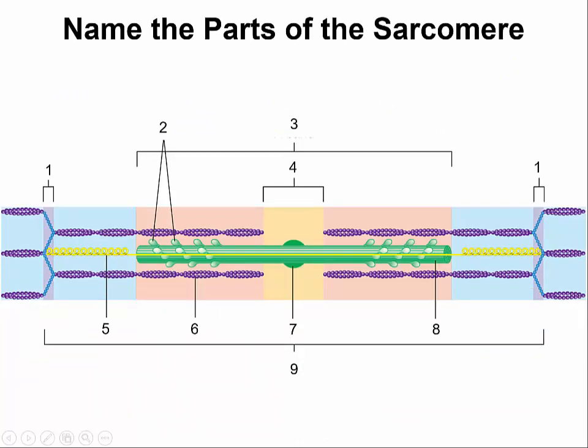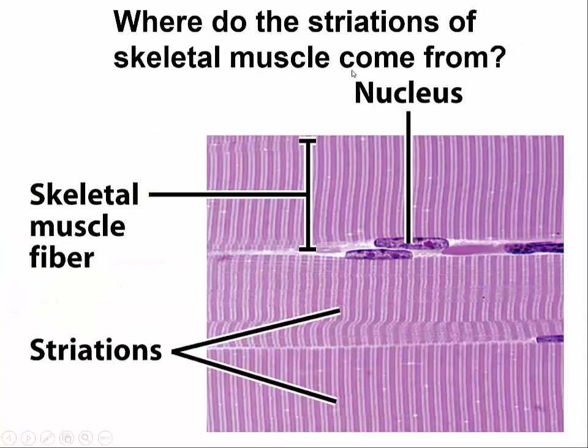So you want to be able to go through in Quizlet. I have a number of labeling diagrams like this, so you can label the parts of a sarcomere. Now, the question is, where do these striations come from? Well, they're alternating thick and thin filaments. They're alternating sarcomeres, or multiple sarcomeres in line.